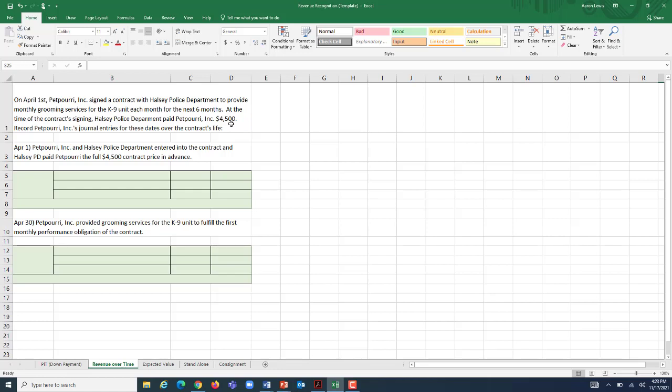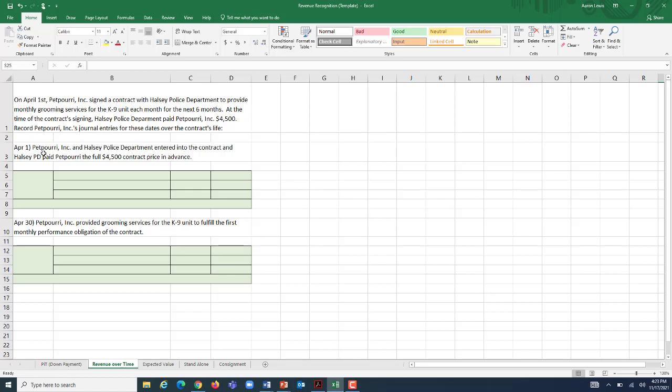Well, can we recognize all that revenue? We cannot, because we've not performed all the obligations of our contract, which in this case is to provide grooming services each month for the next 6 months. So we have 6 separate performance obligations, and we can't recognize even a portion of that revenue until we've met our duties as one of those obligations.